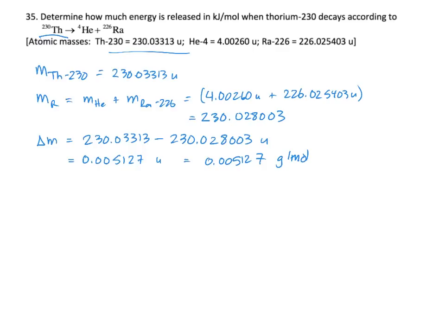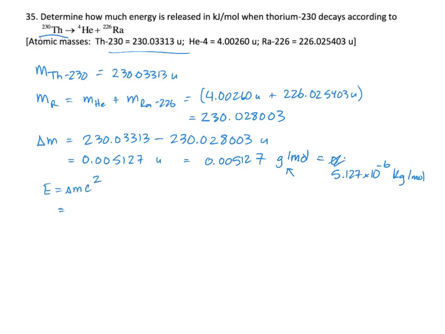So we want to convert this into energy, so we're going to be using E equals delta M, I guess I should say, c squared. And ideally for energy, we would like our mass to be in kilograms, because a joule is a kilogram meter per second squared. So we're going to put it in scientific notation: 5.127 times 10 to the minus 6 kilograms per mole.